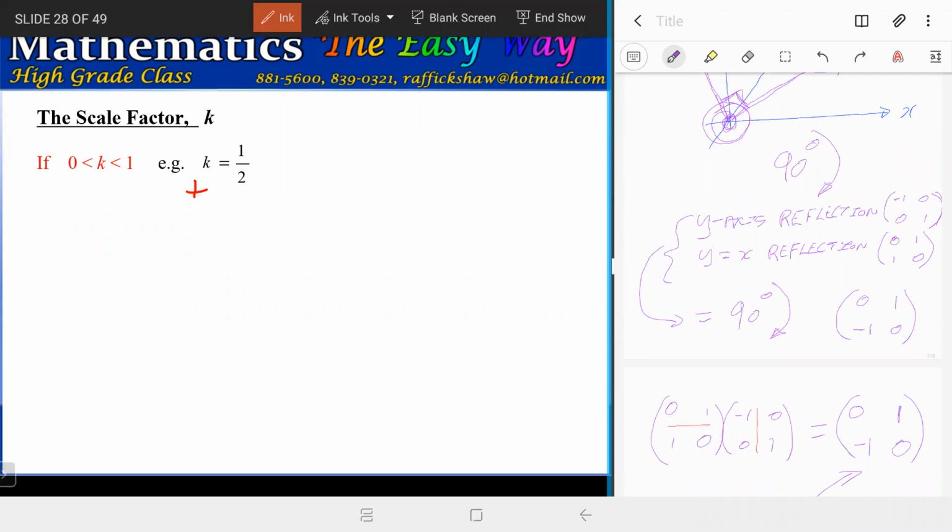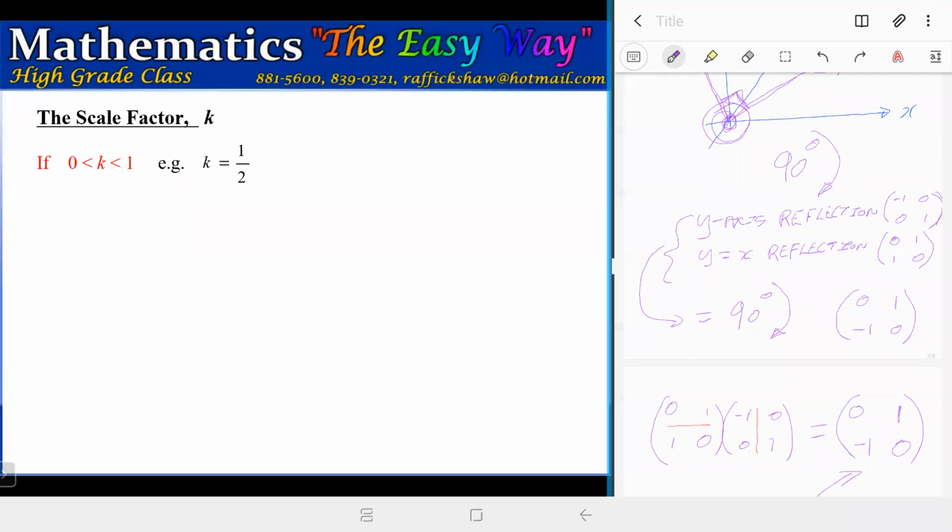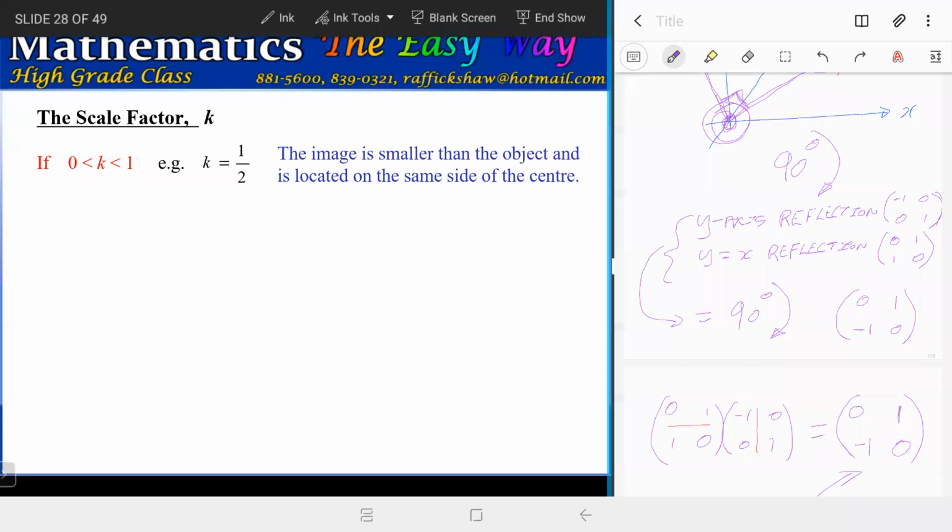But all you know is that the image is going to be smaller because of the scale factor of a half. It's going to be half the size, and also half the distance from the center. So it's coming closer to the center of the enlargement because of the half. All right, so let's look at it. The image is smaller than the object because you're taking half the size, and is located on the same side of the center, and pointing in the same direction.